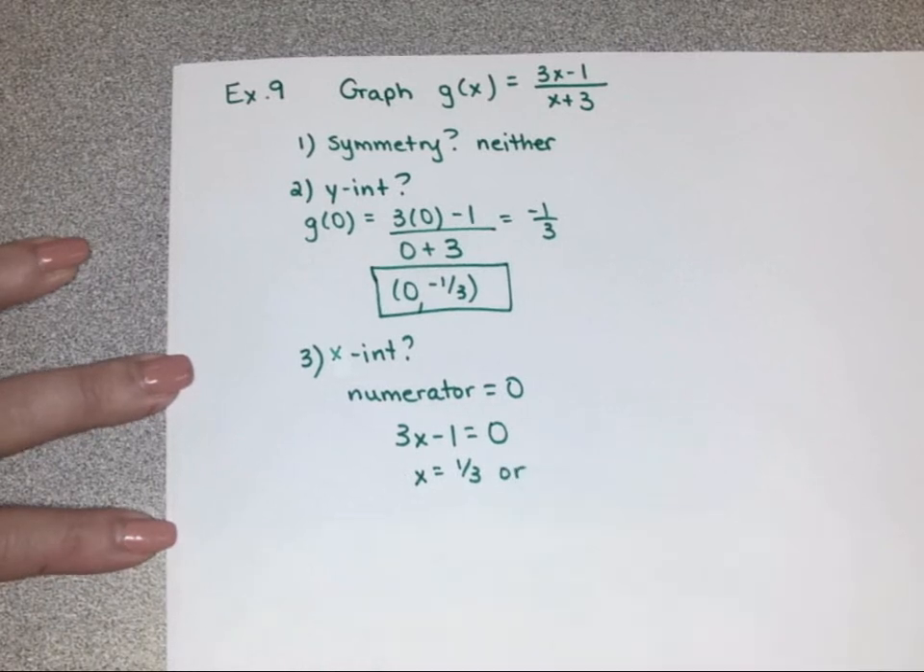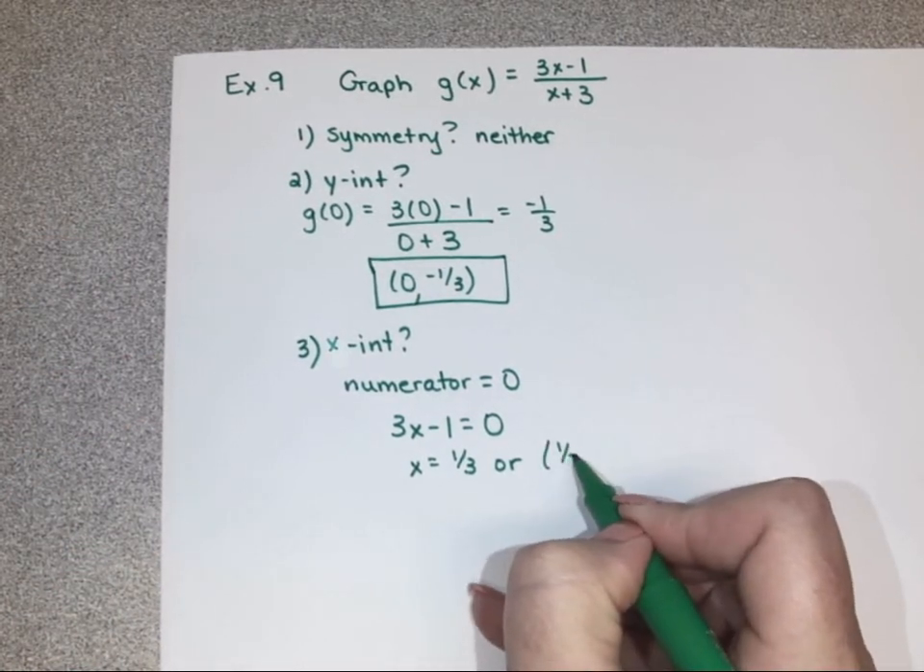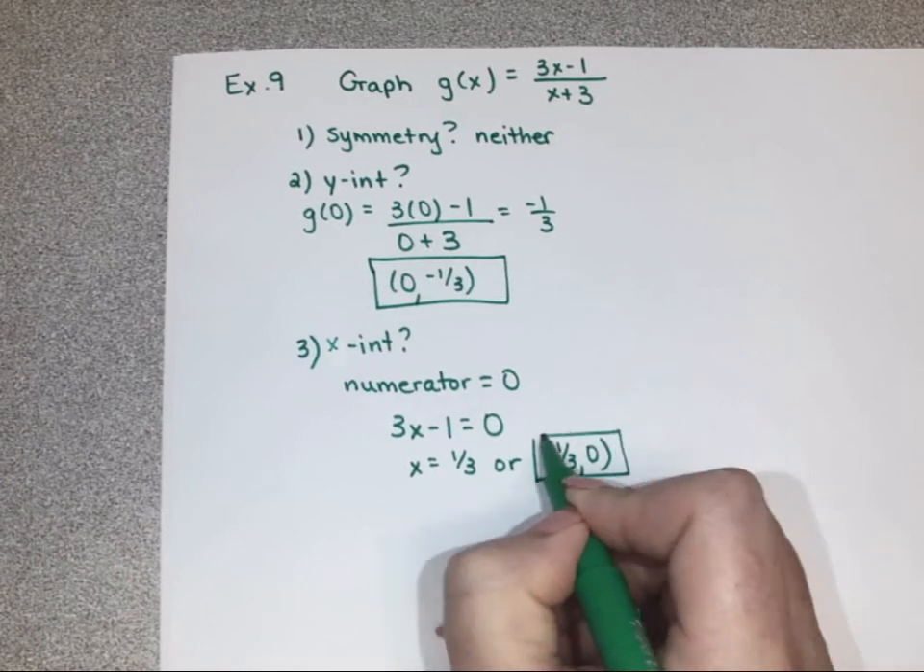So what point is that? It's not 0, 1/3, but it's going to be the opposite, right? 1/3, comma 0, if you write it as a point.